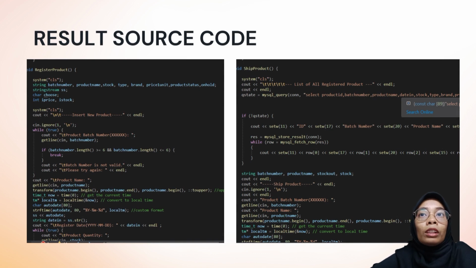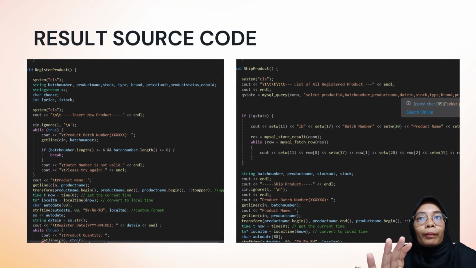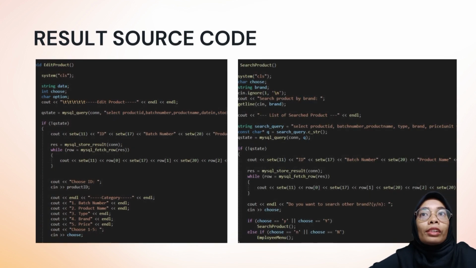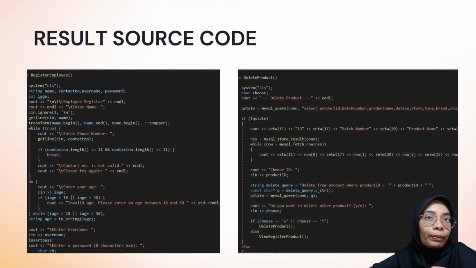So this is the register product and ship product. Both processes can be used by both users, which are the manager and employee. For this, the view register product and view ship product can be seen by both users also. Above is also the same, which is the edit and search product can also be used by both users.